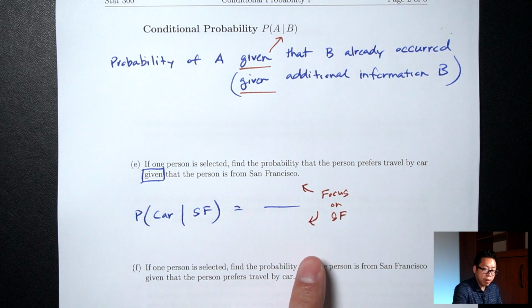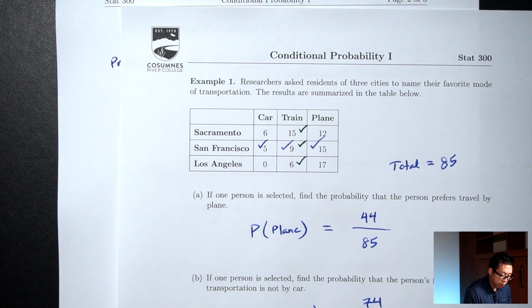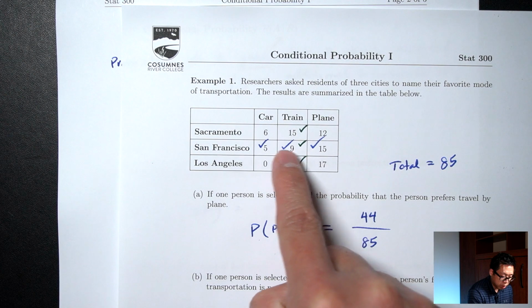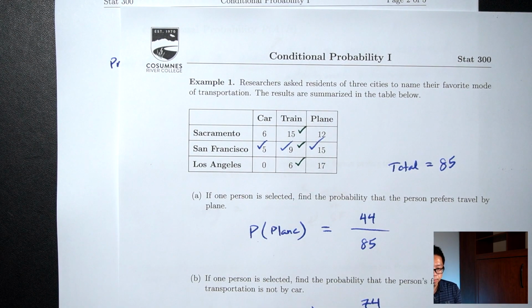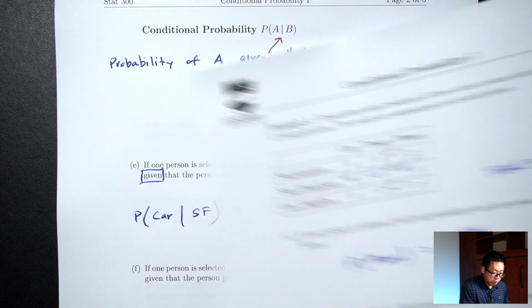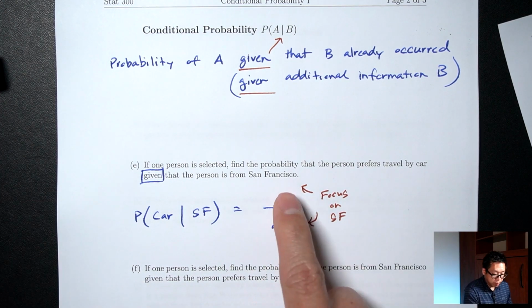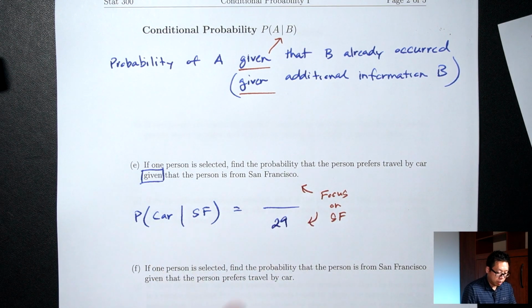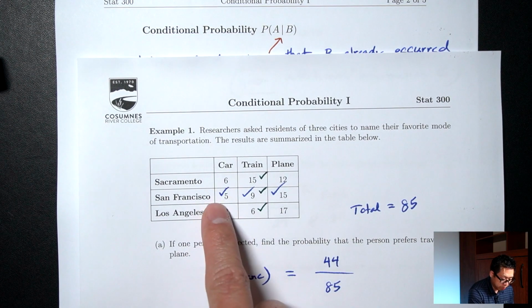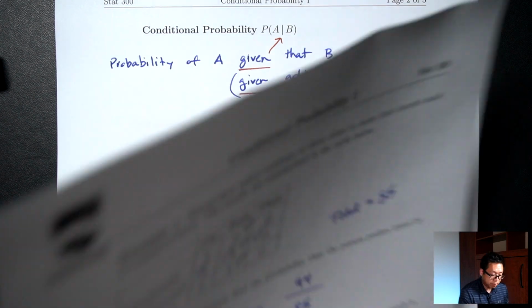So focusing just on the San Francisco numbers for the bottom, what's the total? So 5 plus 9 plus 15. 29. So that's my bottom. Okay, for the top, still focusing just on the San Francisco numbers, how many like car? 5.